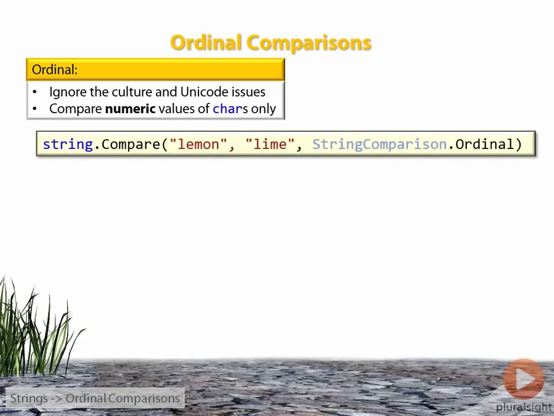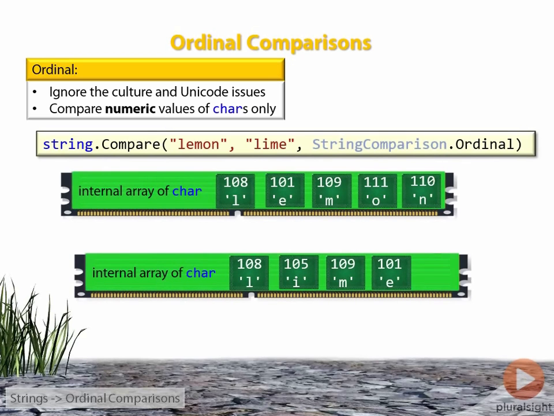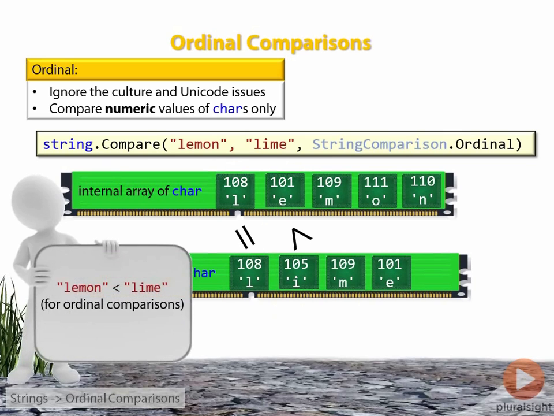Suppose I want to compare the strings lemon and lime with an ordinal comparison. We start by comparing the first characters. They are both the same, lowercase l, which has Unicode code point 108. So we look at the second character. These are different. Lemon has a small e, code point 101, and lime has a small i, code point 105. 101 is less than 105, so lemon comes before lime.